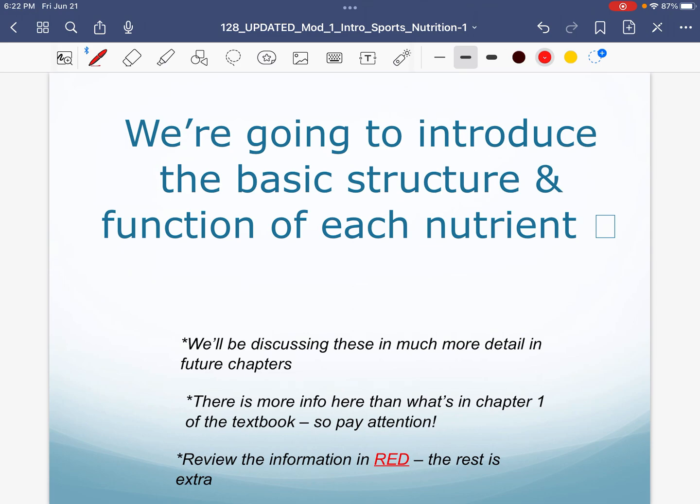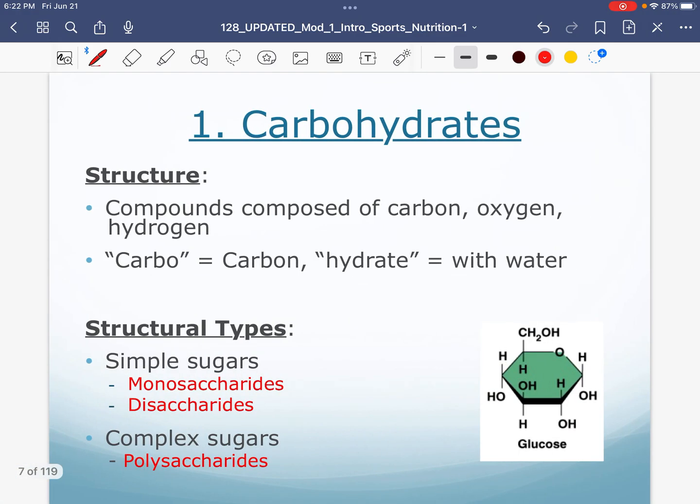Okay, so the first part of this chapter is going through the nutrients, both macro and micro, and giving basic structure and function. We're going to keep this simple because later on, we're going to have a whole chapter just on carbohydrates, a whole chapter just on fats, just on proteins, etc. So this is the introduction. Basic.